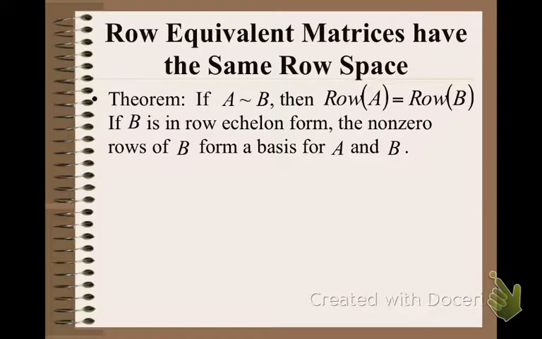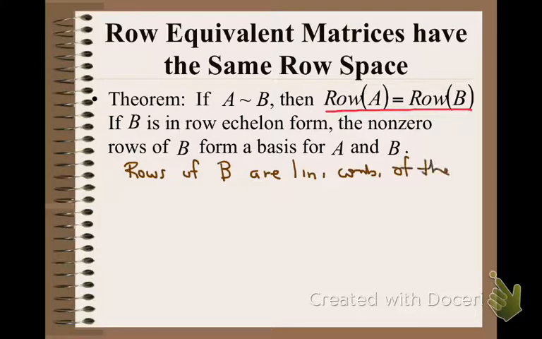So now let's go back to our theorem because we'd like to understand why it is true that the row space of A is equivalent to the row space of B. So here is why. First of all, the rows of B are simply linear combinations of the rows of A if we simply perform row operations on A to get B. So we say the rows of B are linear combinations of the rows of A.